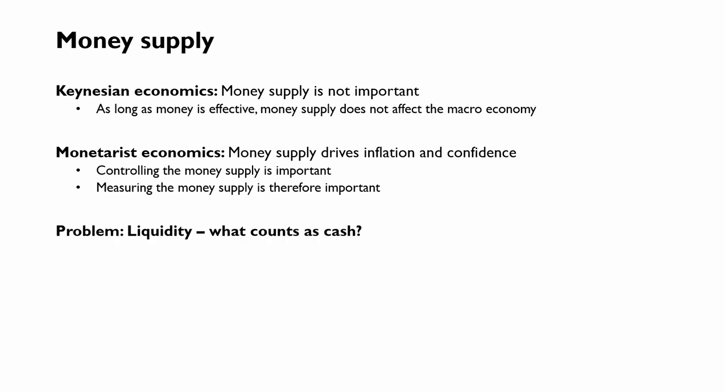The problem is something called liquidity. And liquidity, if you haven't come across it before, is a crucial word in economics. It refers to the ease with which an asset can be converted to cash. And an asset, incidentally, is anything which has value. Ease means a few things. Obviously, the most liquid asset is cash. I can spend it instantly. But other things are more difficult to spend.